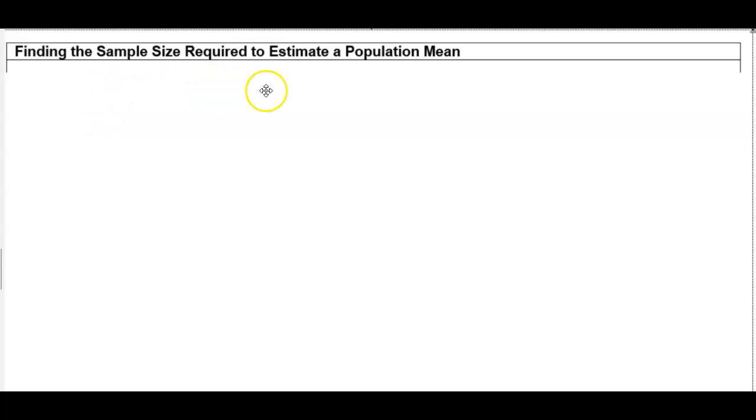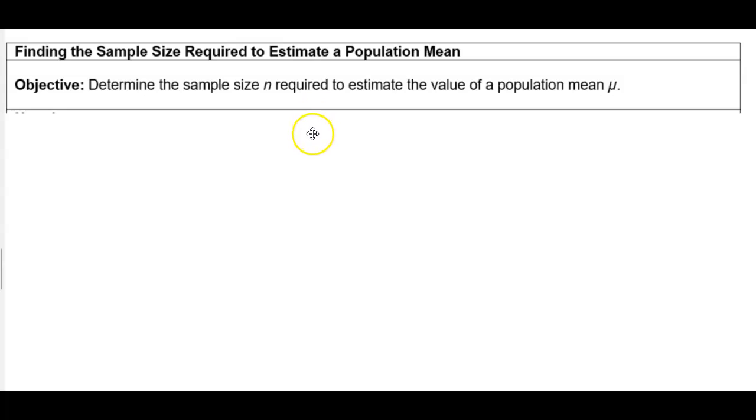Finding the sample size required to estimate a population mean. Objective: determine the sample size n required to estimate the value of the population mean.